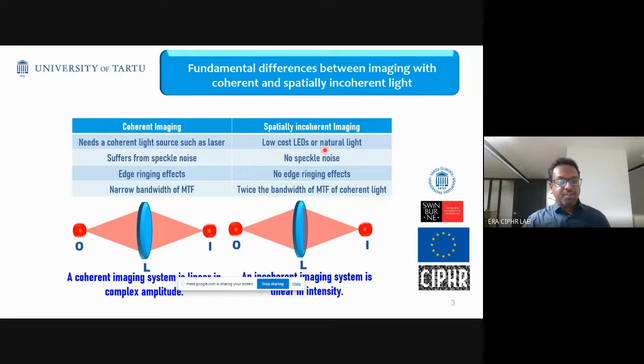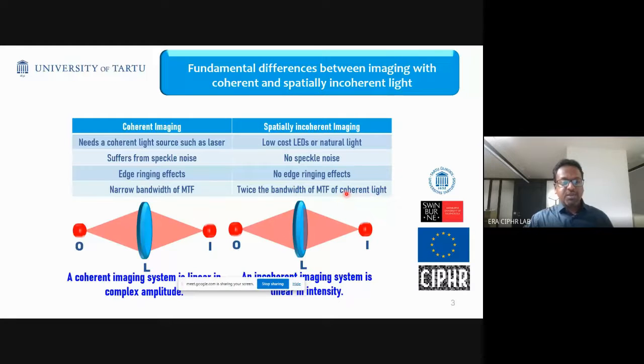And the other important factors about using incoherent light are that it does not suffer from imaging noises like speckle noise and edge ringing effects, and finally, the modulation transfer function, MTF. The MTF of a coherent imaging system is kind of narrow, whereas an incoherent imaging system has a broader, almost twice the bandwidth of the MTF of coherent light.